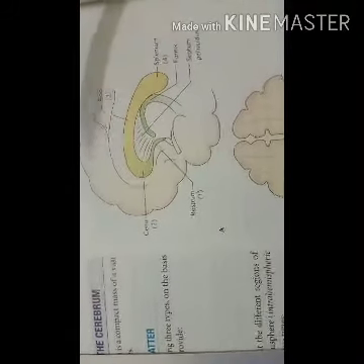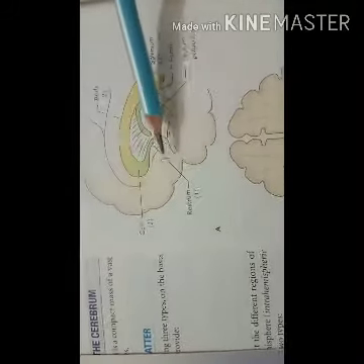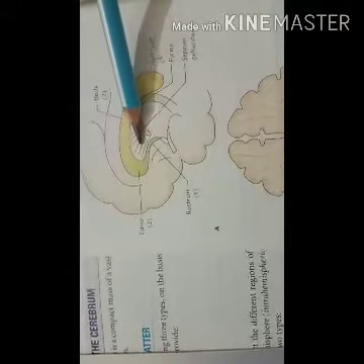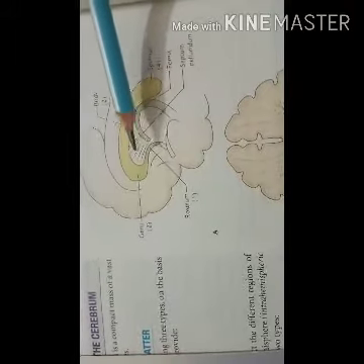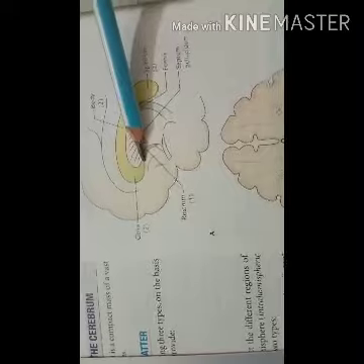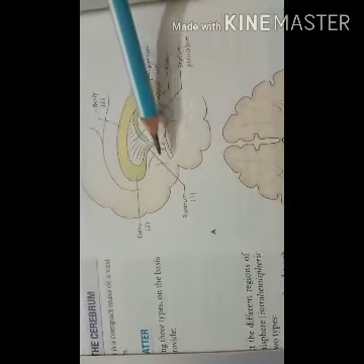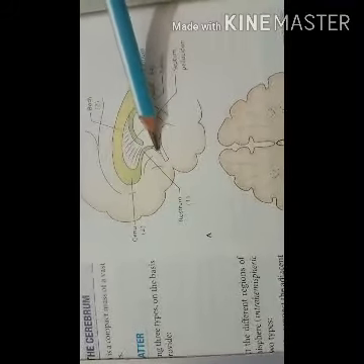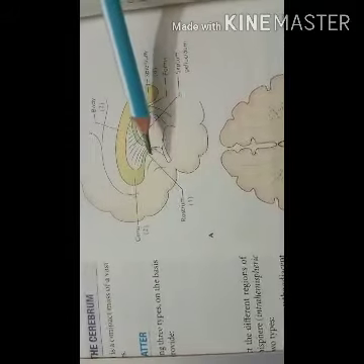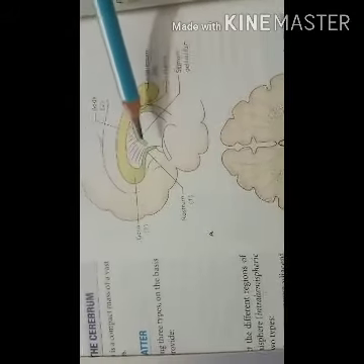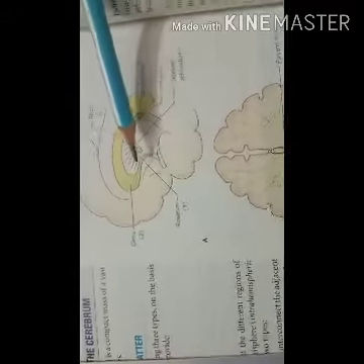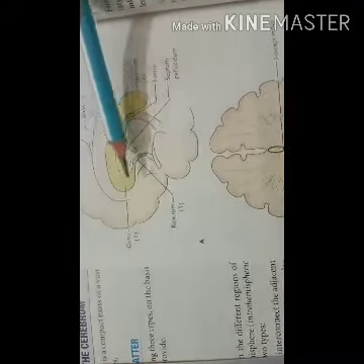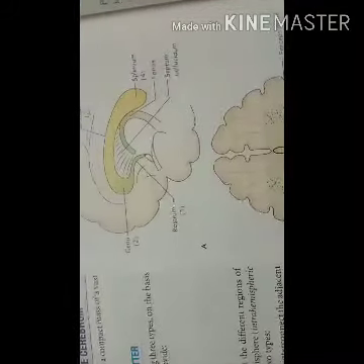Then the rostrum. The rostrum is directed downwards and backwards and ends by joining the lamina terminalis in front of the anterior commissure. It is related superiorly to the anterior horn of the lateral ventricle.